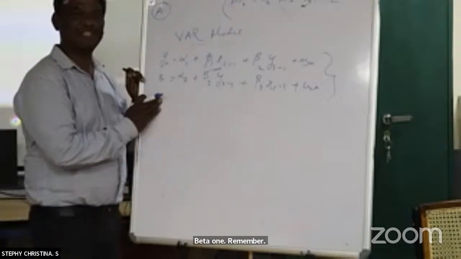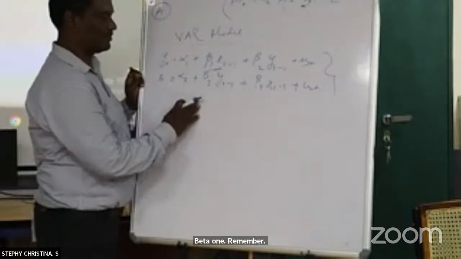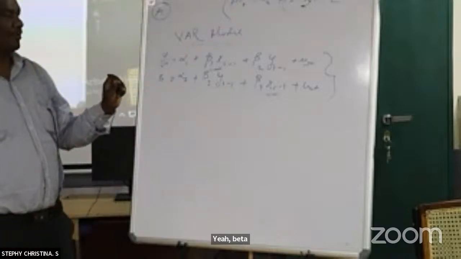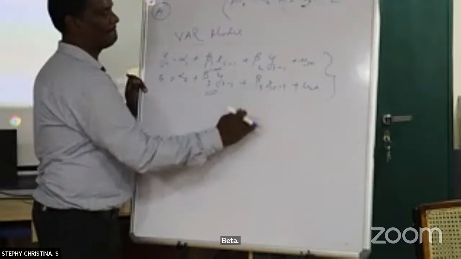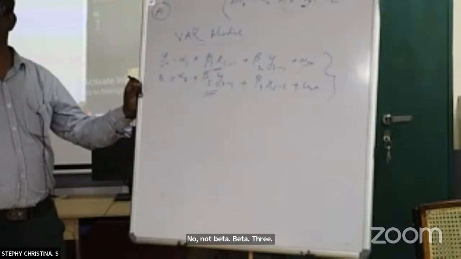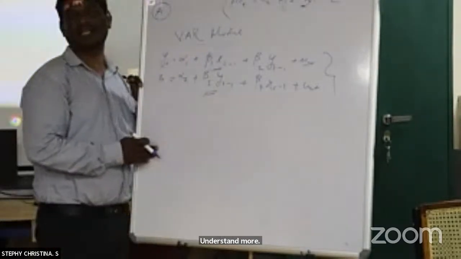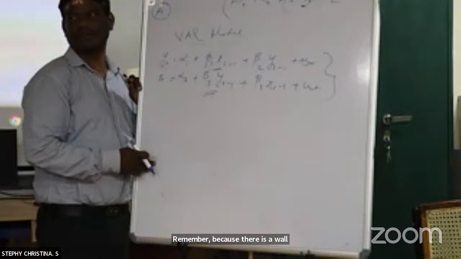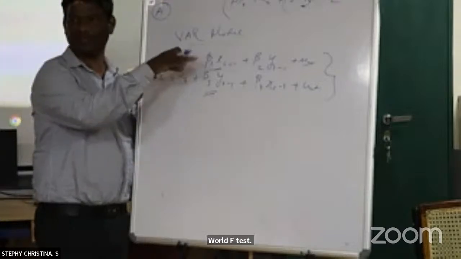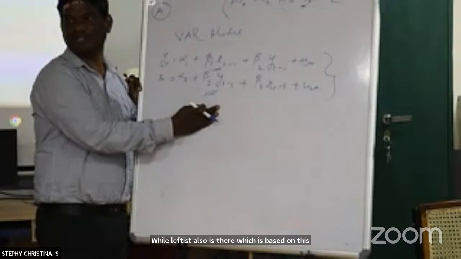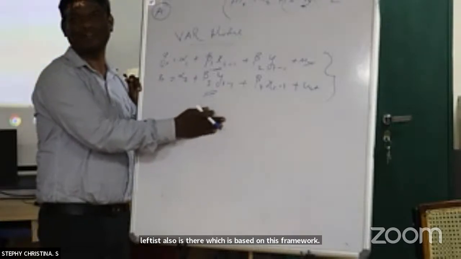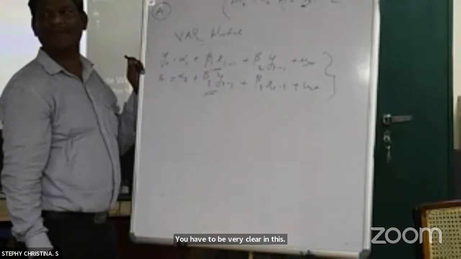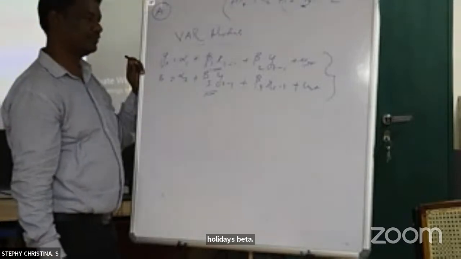Then the second equation. Not beta 2, beta 3. Understand, no? Remember, because there is a Wald F test also, which is based on this framework. Which coefficient is very important, we have to be very clear on this. So here it is beta 1 and beta 3.